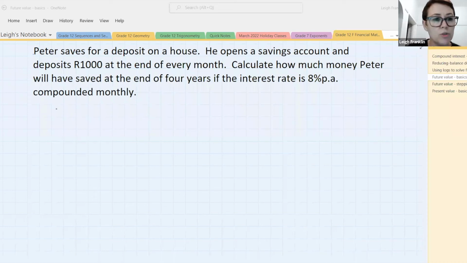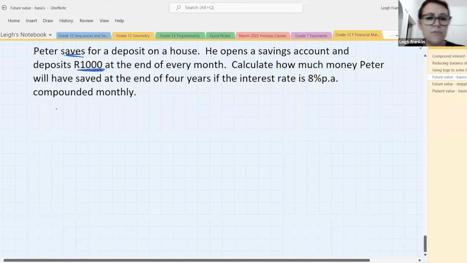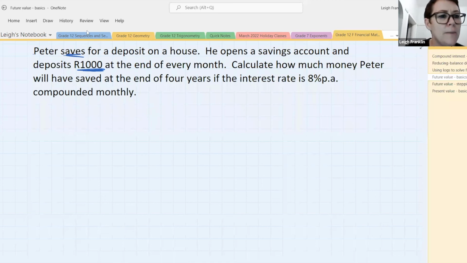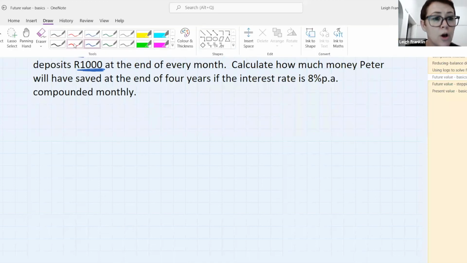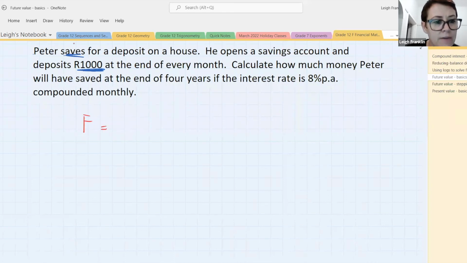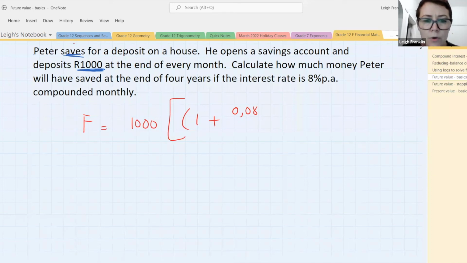So here, when we wanted to work out this one, again, he's saving for a deposit. We can see that he's paying in the same amount of money every single month. So these are our indications that we need to use the future value formula. He is saving 1,000 Rand every single month, and his interest rate is 8% per annum, so 0.08 divided by 12. Now we need to work out the value of N. How many payments of 1,000 Rand is he going to make if he deposits 1,000 Rand at the end of every month for 4 years? How many payments is he going to make?